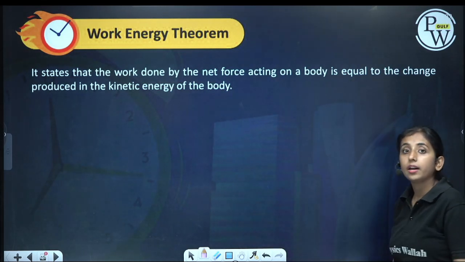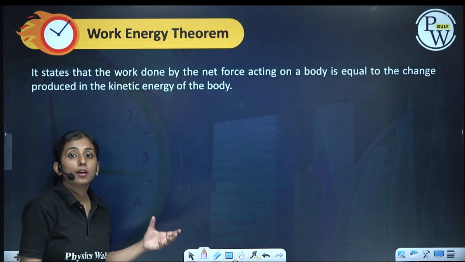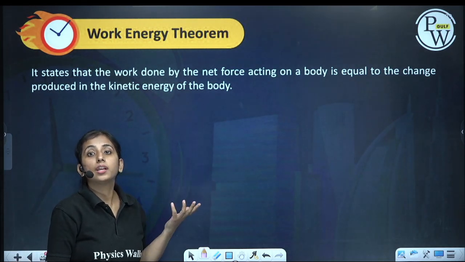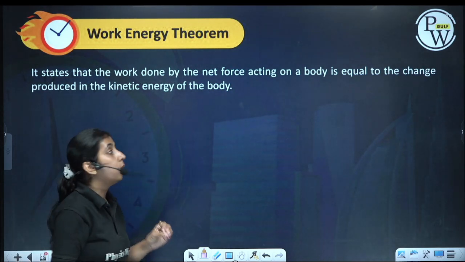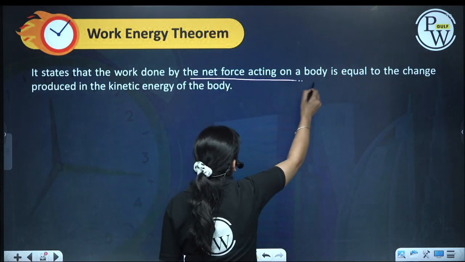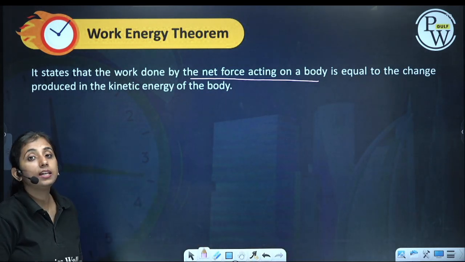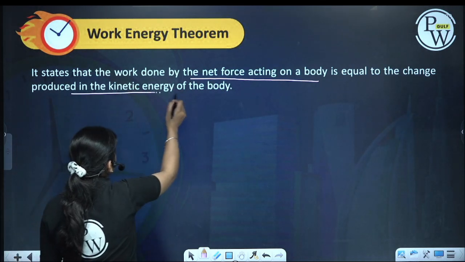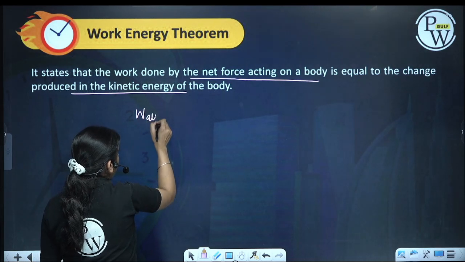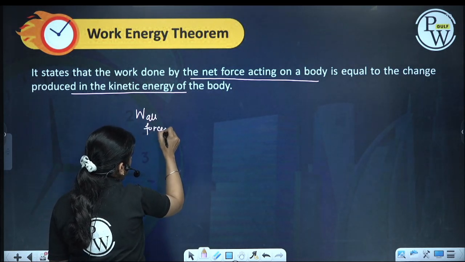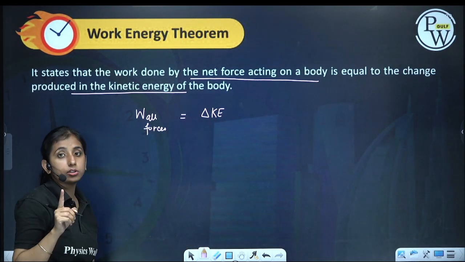Now the work energy theorem. The work energy theorem is a relation which relates work done by force with the kinetic energy. What the work energy theorem says is that the work done by the net force acting on a body is equal to the change produced in the kinetic energy of that body. So work done by all forces is equal to change in kinetic energy of the body.